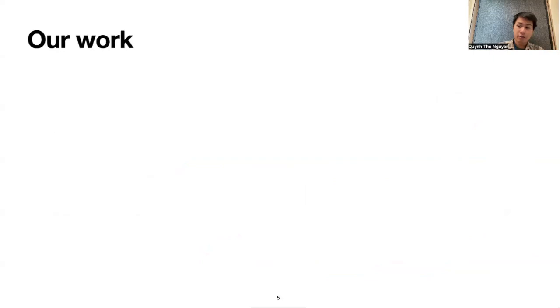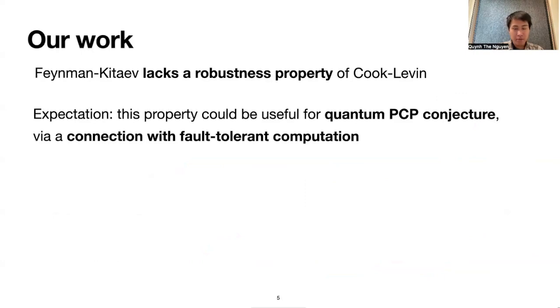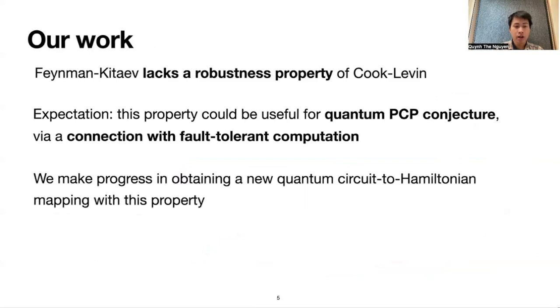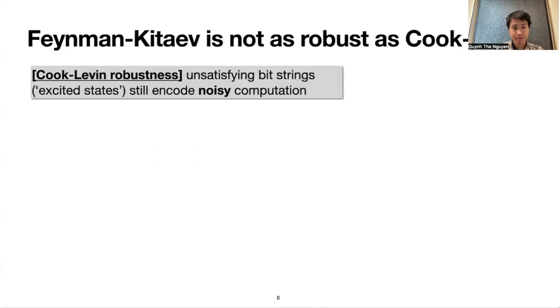The motivation for our work is the observation that the Feynman-Kitaev mapping lacks a robustness property of the Cook-Levin mapping. And we expect that this property could be useful to approach the quantum PCP conjecture via a connection with fault-tolerant computation. We make progress in obtaining a new quantum circuit to Hamiltonian mapping with this property. And as a result, we also give a new proof of the QMA completeness of the log local Hamiltonian problem.